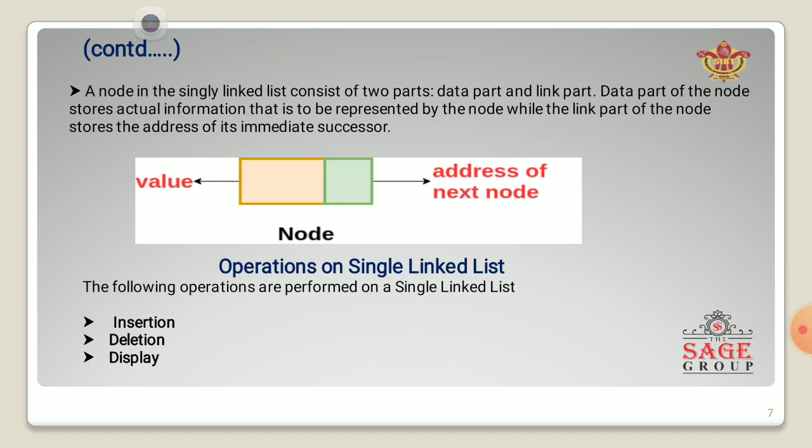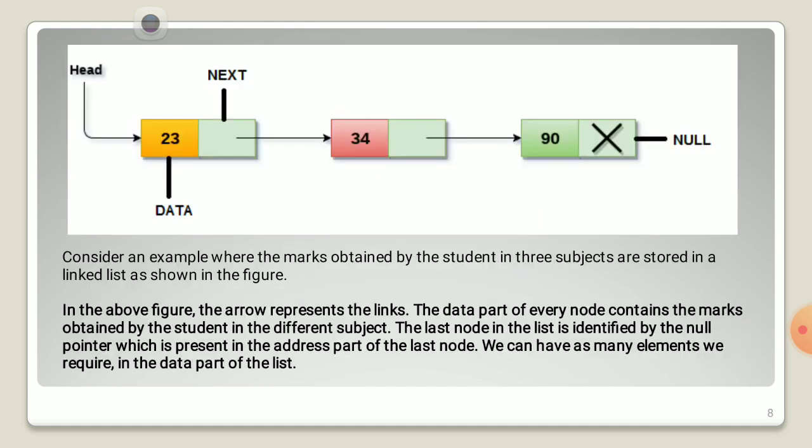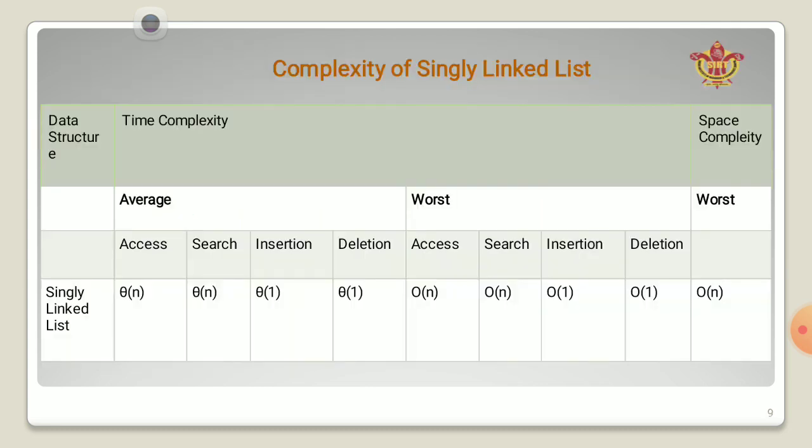Operations on singly linked list are insertion, deletion, and display. This is an example. So consider an example where marks obtained by a student in three subjects are stored in the linked list as shown in figure. This is a complexity of linked list.